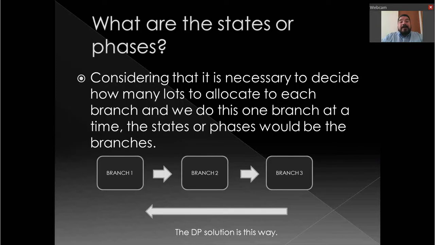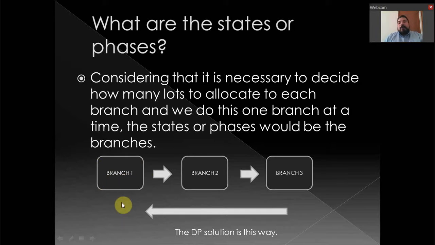What are the states or phases in this problem? Considering that it is necessary to decide how many lots to allocate to each branch, and we do this one branch at a time, the states or phases would be the branches. We have branch number 1, branch number 2, and branch number 3, but if we are solving this problem as a dynamic programming problem, the solution is this way. We begin with branch 3, then with branch 2, and we finalize the analysis with branch 1.